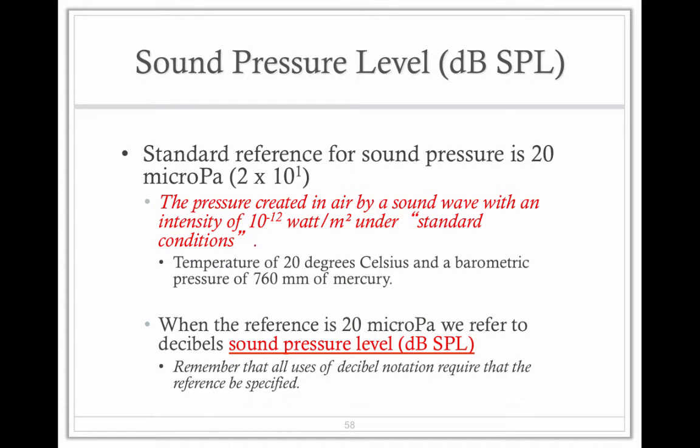Finally, we're going to talk about sound pressure level, or dB SPL. The reference we use for sound pressure level is 20 micropascals, or 2 times 10 to the first micropascals. This is the pressure that's created in air by a sound wave with an intensity of 10 to the negative 12 watts per meter squared under standard conditions.